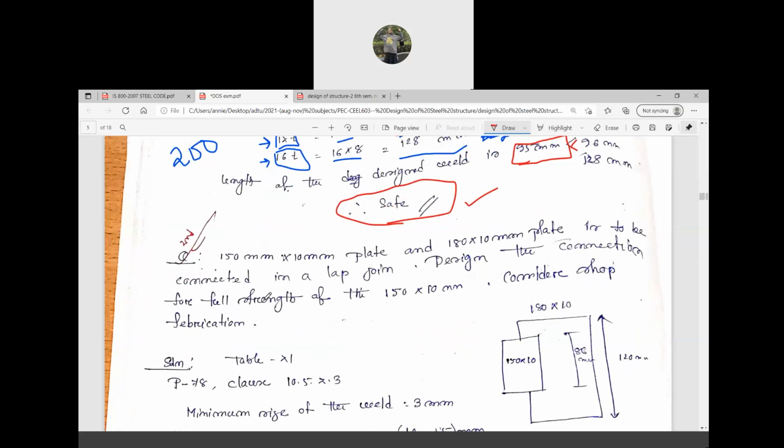Now we'll take another problem where we have a 150 mm into 10 mm plate and a 180 mm into 10 mm plate, the bigger one. A similar connection is given to you, that means overlapped, easy and simple. Now what you're going to do here: design it to be a lap joint. This is also a lap joint, so you know that this is a fillet weld connection. Now design the connection for full strength of the plate.